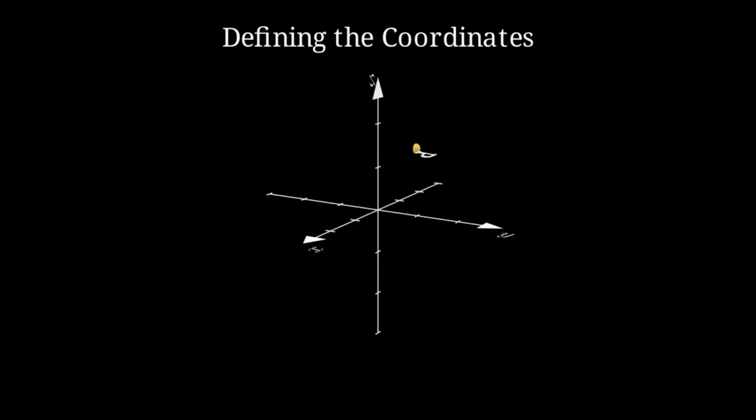We define a point using three parameters: ρ, the radial distance from the origin; phi, the polar angle measured down from the positive z-axis; and theta, the azimuthal angle measured from the x-axis in the xy plane.